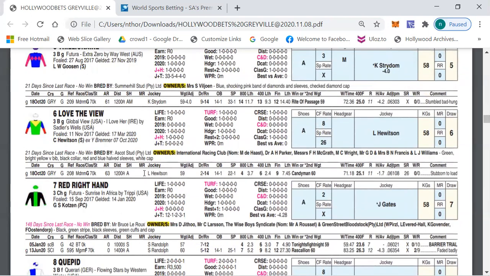Love the View has had one run here. Also a Global View, Lyle Hewitson. And I think the 1,400 meters will also suit, as we have a mare here by Saddle Bells, so definitely look for improvement from number 6, Love the View.